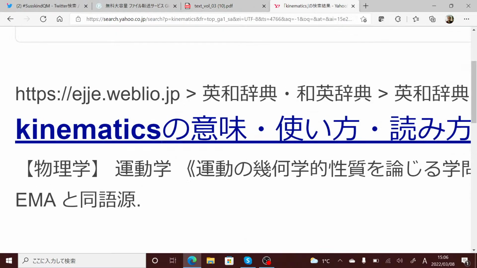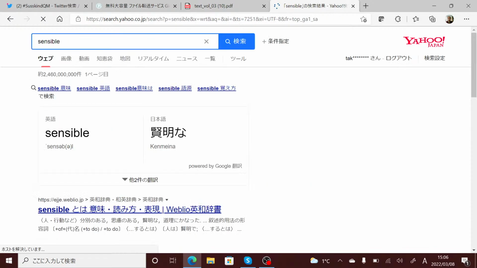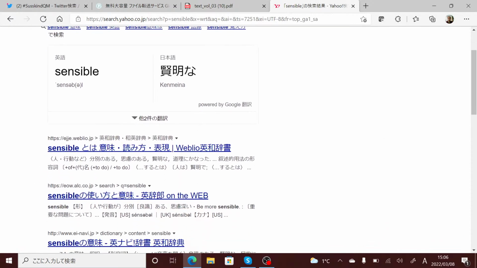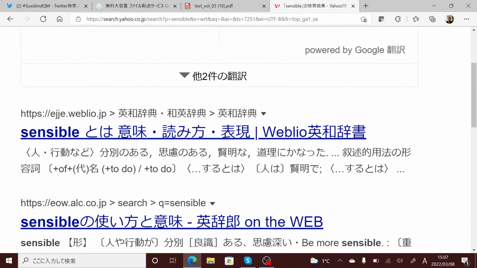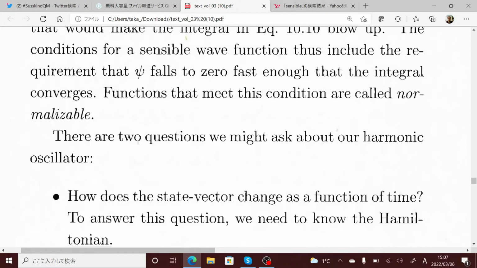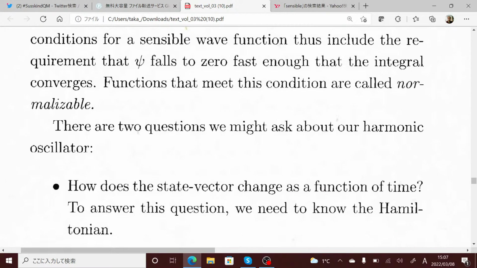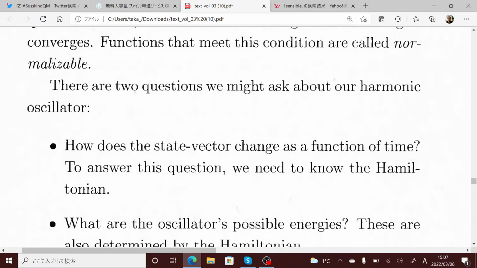Sensible means wise, reasonable, judicious. The conditions for a sensible wave function thus include the requirement that psi falls to 0 fast enough that the integral converges. Functions that meet these conditions are called normalizable.